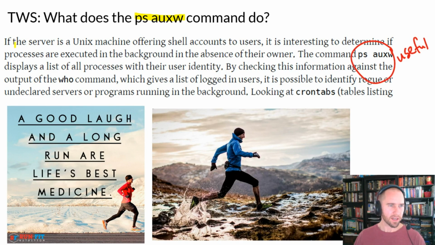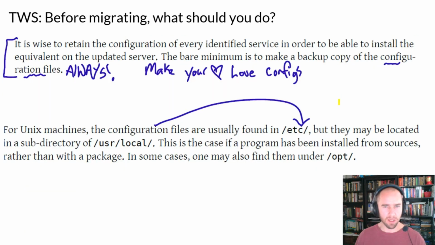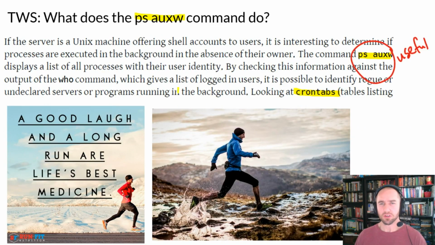ps auxw. They say that if the server is a Unix machine offering shell accounts to users, it is interesting to determine if the processes are executed in the background in the absence of their own user. The command there is very useful. It displays a list of all the processes with their user identity. By checking this information against the output of the who command, which gives a list of the logged in users, it is possible to identify rogue or undeclared servers or programs running in the background. And then we can go into crontabs, but maybe another time. I just thought you cybersecurity minded people would particularly be interested in this command.